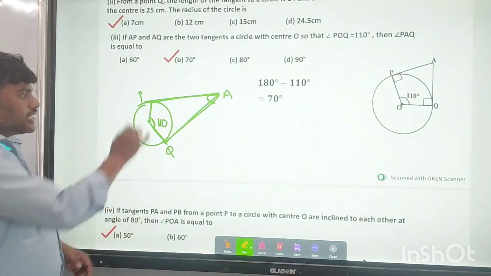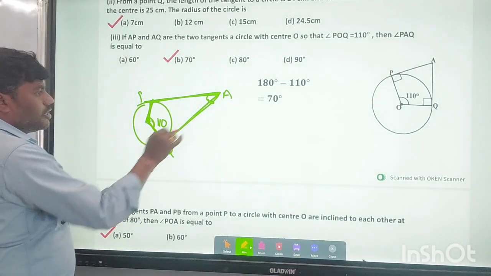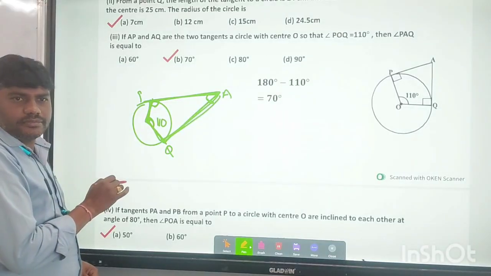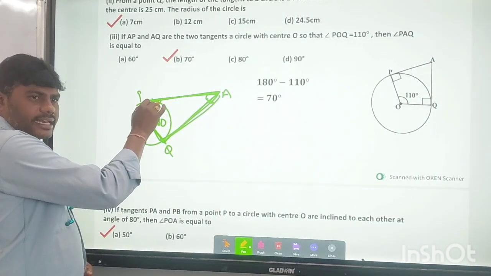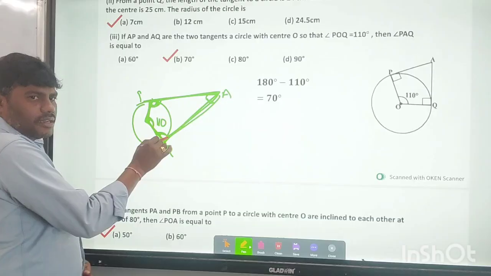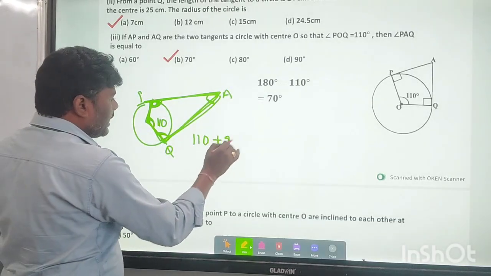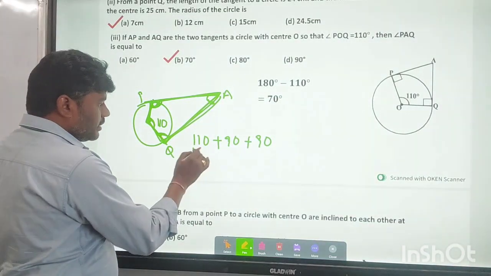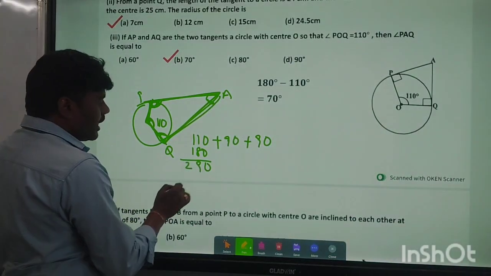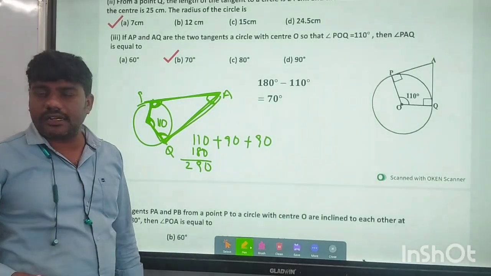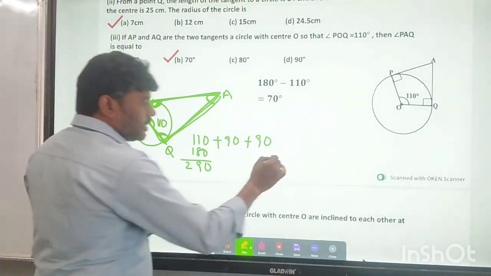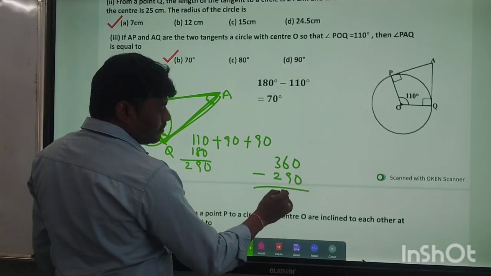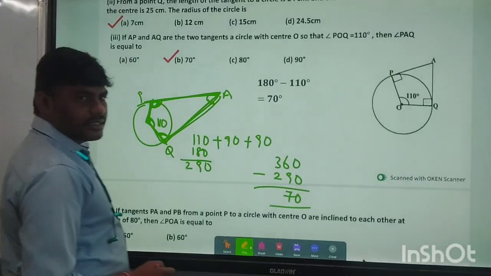Observe here. Is this a quadrilateral or not? Four sides only. So here 110. This how much? Very good, 90 degrees. Point of contact is 90 degrees. So 110 plus 90 plus 90, how much? 290. Sum of four angles equal to 360 degrees. So 360 minus 290, how much? 70, yes?